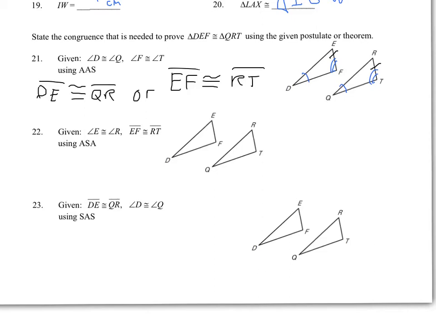Alright, number 22. It's given that angle E is congruent to angle R. It's also given that side EF is congruent to side RT. Now here we do want to use ASA, so angle side. If we want to use ASA, it would have to be angle F is congruent to angle T.